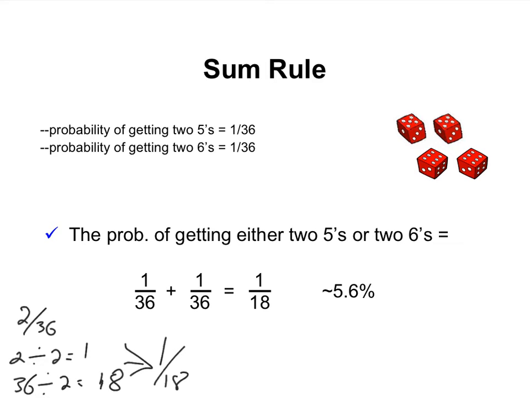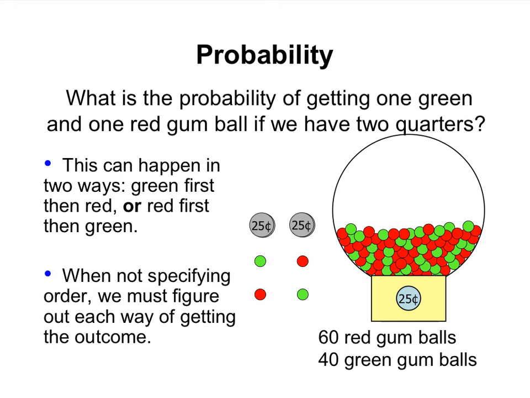So moving on, the sum rule and the multiplication rule, sum rule, and the product rule. What is the probability of getting one green and one red ball if we have 2 quarters?